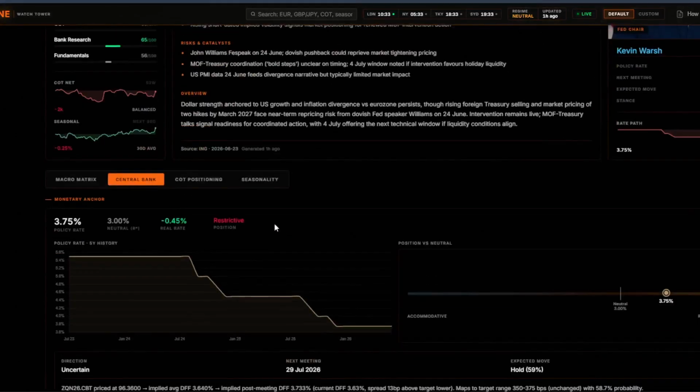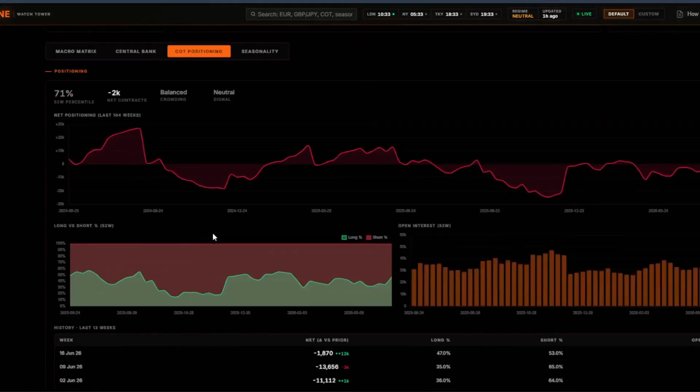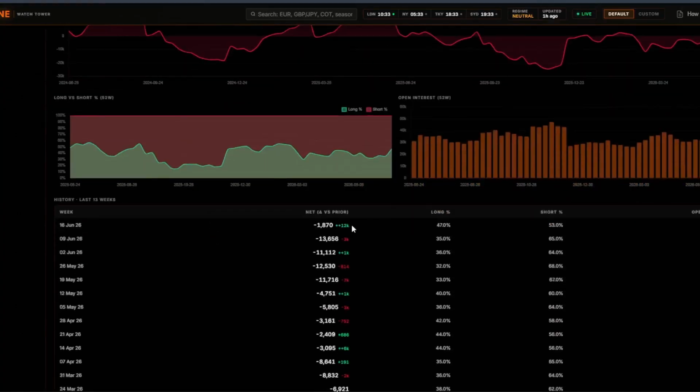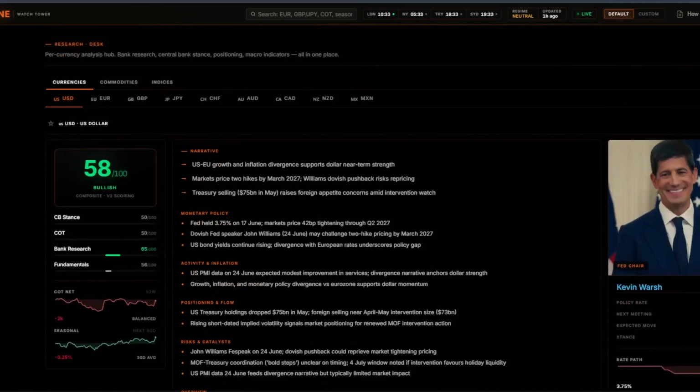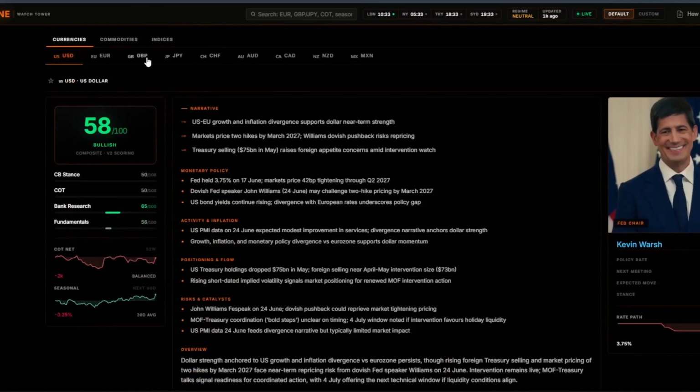Right, we can probably take a look at the COT positioning on the dollar. We can see we actually got a little bit more of a switch here. In terms of the difference between longs and shorts, we actually got a plus 12K. So there are obviously a few more longs stepping into the market here for the dollar. Right. Okay, so that's that.